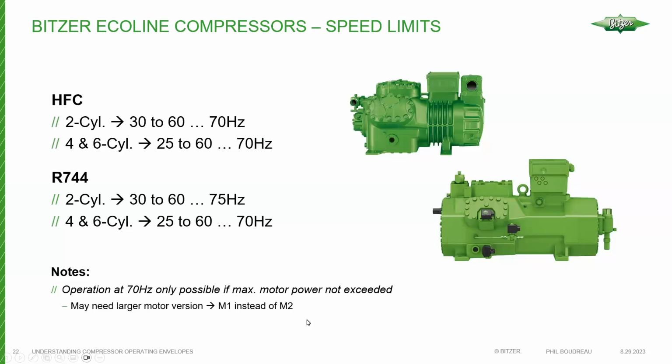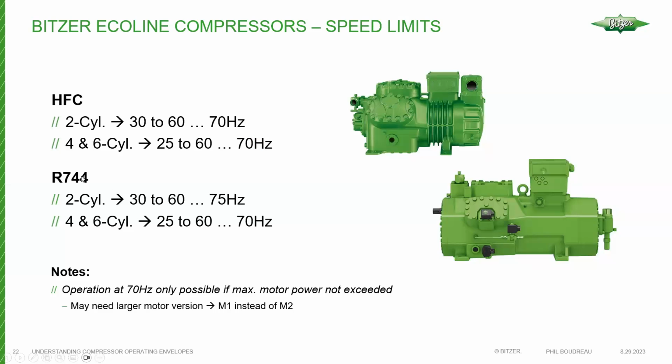Envelopes sometimes include speed limits. Sometimes they're just published this way. It'll be in a table or something like that. For example, in terms of the reciprocating compressors, HFC compressors, 2-cylinder, the general range is 30 to 60 hertz with the possibility of going to 70 hertz. 4 to 6-cylinder would be 25 hertz to 60 hertz. Again, with the possibility of going to 70 hertz.